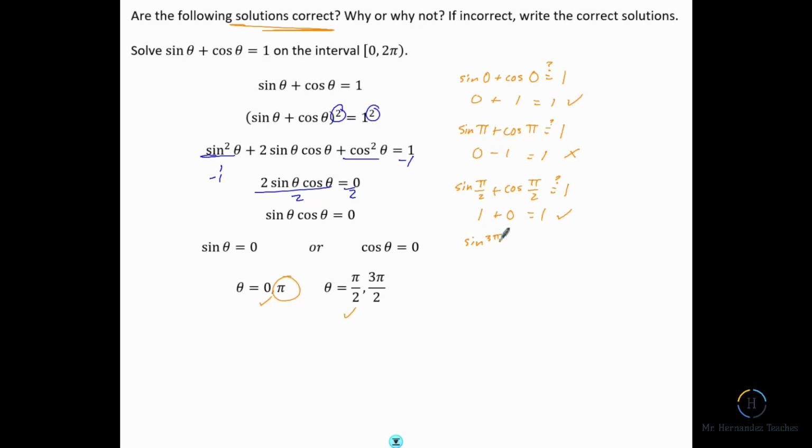Sine of 3 pi over 2 plus cosine of 3 pi over 2, is that going to be equal to 1? Well, sine of 3 pi over 2 is negative 1. Cosine of 3 pi over 2 is 0. Well, negative 1 plus 0 does not equal 1. So again, we have another extraneous solution. So the correct solutions are only theta is equal to 0 or theta is equal to pi over 2. We did not want to include pi and 3 pi over 2 because we've squared both sides, and we always need to check our solutions when we square both sides.